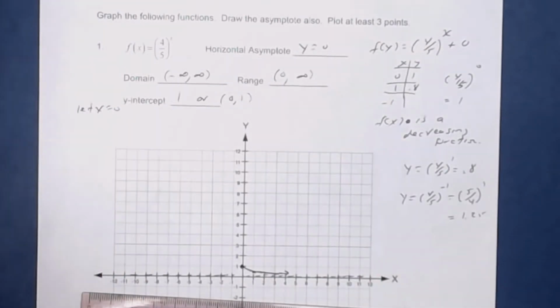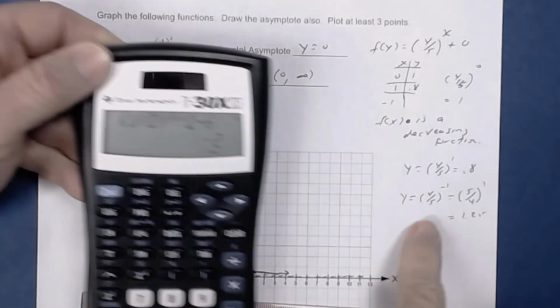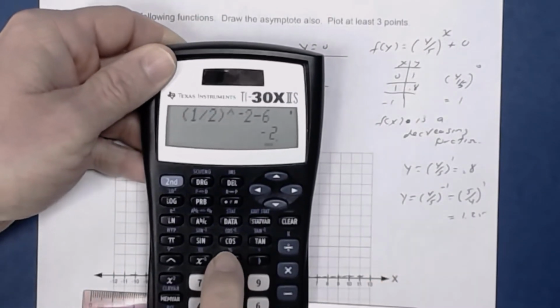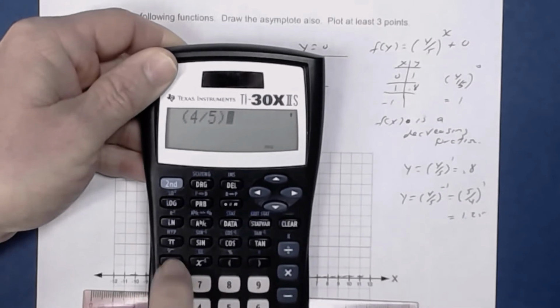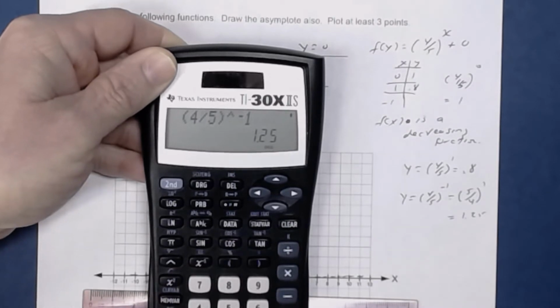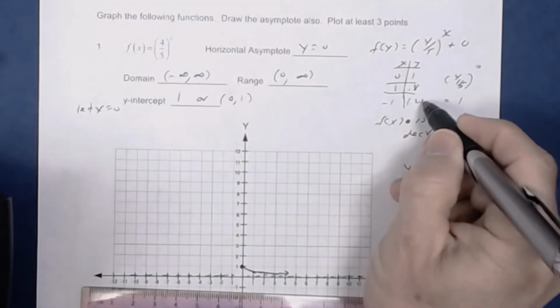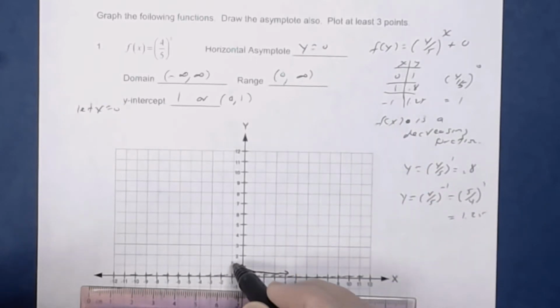And even if you didn't know that, I would put it in your calculator. Just say 4 divided by 5, raised to the -1 power, press equal, and you get 1.25. Okay? So you get the point (-1, 1.25), just approximate it. So that's about here, it looks like, okay?